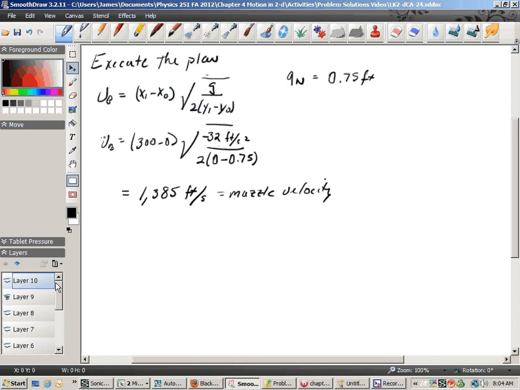Let's now execute the plan. We're just going to substitute our numbers. We know that the horizontal change in position is 300 feet. We know that the acceleration due to gravity is minus 32 feet per second squared, and that a 9-inch drop is 0.75 feet. We substitute those quantities, and we find that the velocity exiting the rifle is 1,385 feet per second.